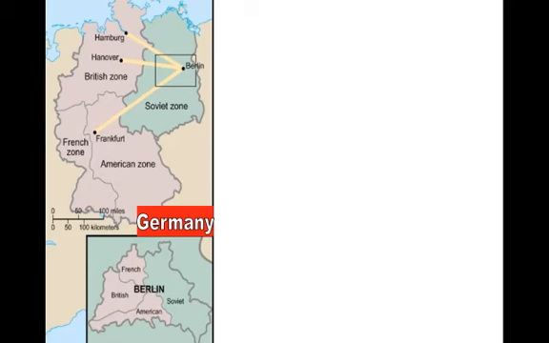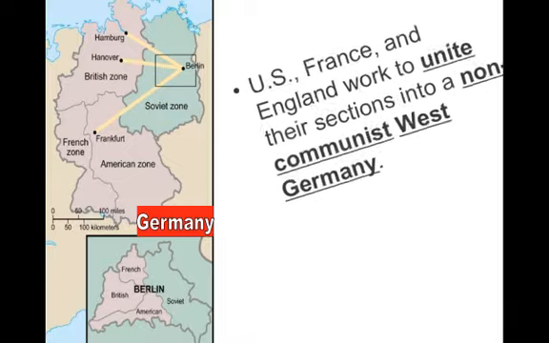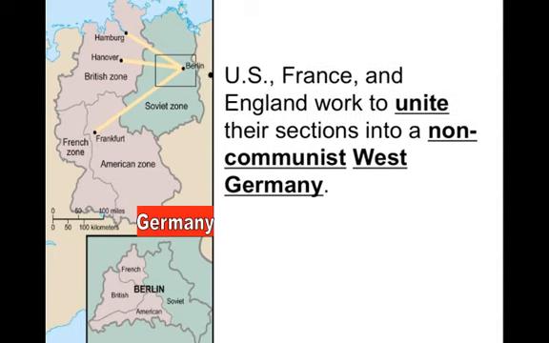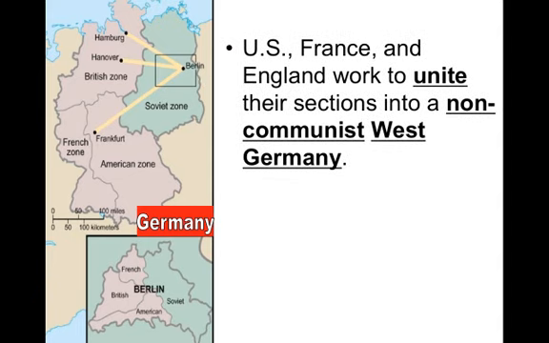Now, when the Cold War begins, because of all the conflicts we heard about, we have some problems. Because what happens is the United States, France, and England begin uniting their zones into a reunited Germany that was going to be separate from the communists, a non-communist West Germany state. And they start to unite their zones. And likewise, Stalin tries to clamp down on his section.